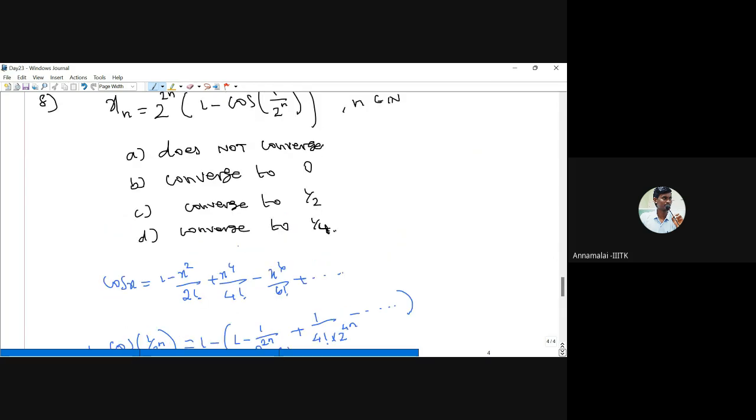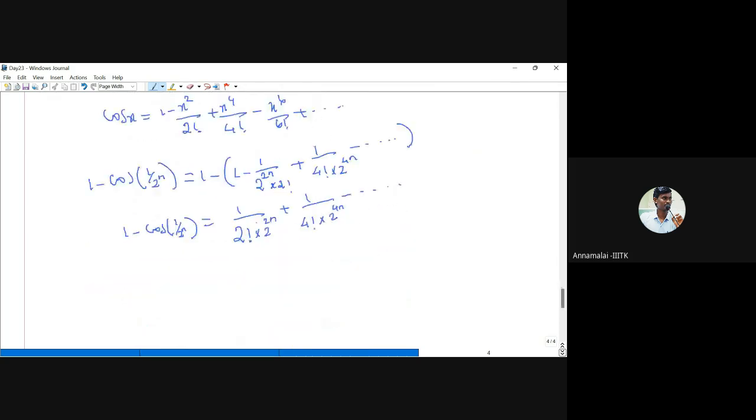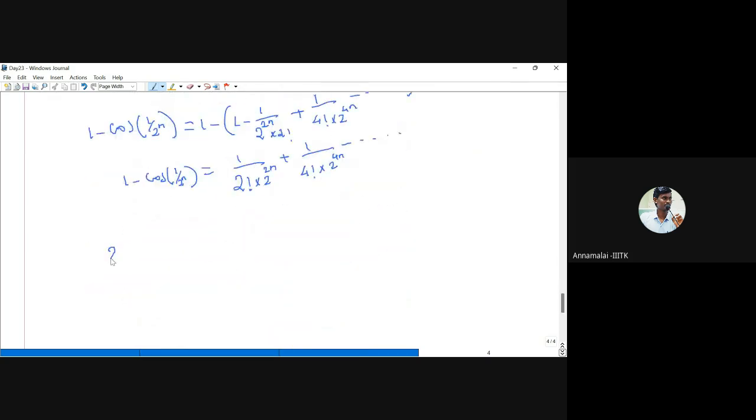But we need 2 power 2n into this term. So that is x_n. Now multiply 2 power 2n. If you multiply 2 power 2n, the first term we get is 1 by 2 factorial, because the 2 power 2n cancels. The second term contains 1 by 4 factorial into, we can cancel, therefore we have 1 by 2 power 2n, minus and so on. So all the other terms contain 2 power something in the denominator. Therefore, as n goes to infinity, this converges to 0.